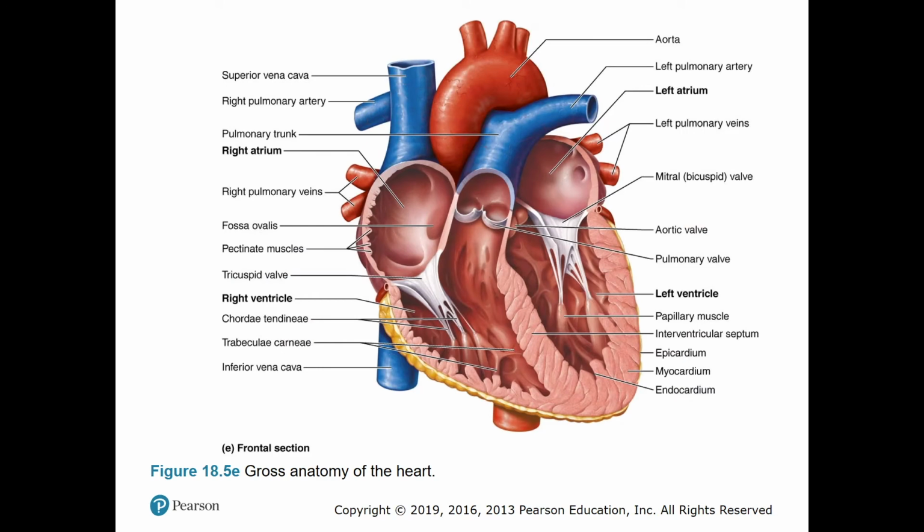So again, in this frontal section of the heart, you can see the right ventricle. Notice the chordae tendineae, which are fibers that originate from the papillary muscles. Then we can see the trabeculae carneae. In the left ventricle, you can see the papillary muscle.